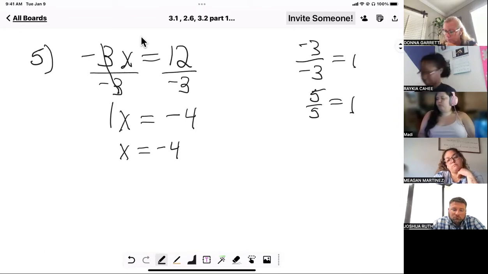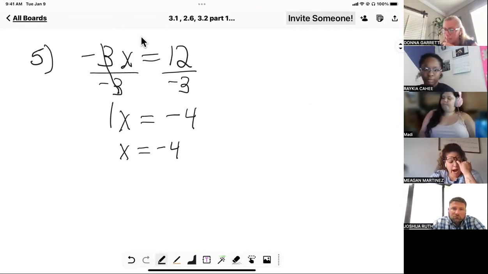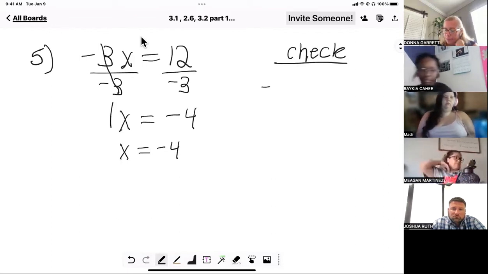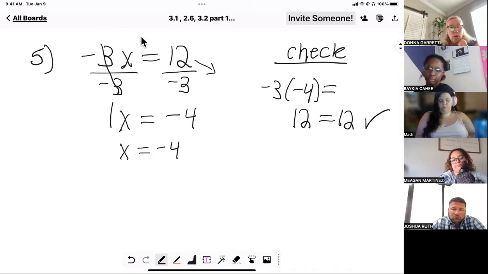And then we're going to check it. Same way, check it. Negative 3 times negative 4. What does that equal? Well, negative times negative is positive, and 4 times 3 is 12. And what did we want? We wanted 12, right? So 12 is equal to 12. I just got the perfect answer.